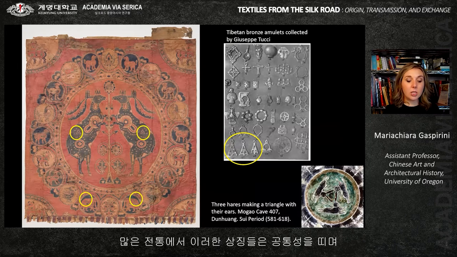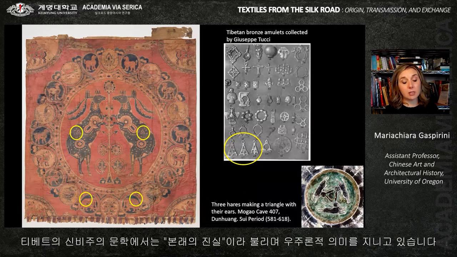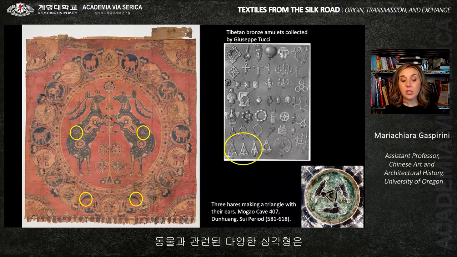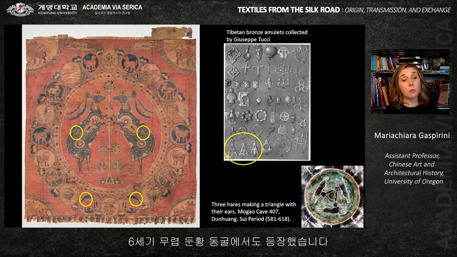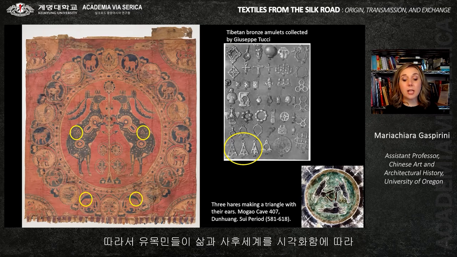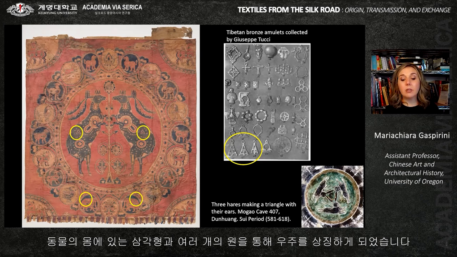Its symbology is common to many traditions and carries a cosmogonic meaning that in Tibetan mystical literature is called the original truth. Triangular variations associated with animals appear in the Dunhuang caves around the 6th century as well. Therefore, it looks like the triangles, circles, and multiple beads in the animal body all represented the universe according to the nomadic visualization of life and the afterlife.